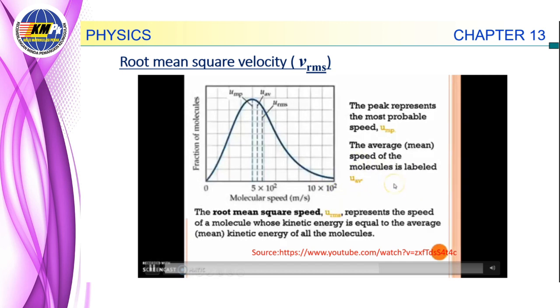And then the third idea is what we refer to as the root mean square speed, RMS. This is important because this speed represents the speed of the molecule whose kinetic energy is equal to the average kinetic energy of all the molecules. So not the average temperature, but the average kinetic energy. They're not exactly the same. So the root mean square speed plays an important role once again because it represents the speed of a molecule with the average kinetic energy. Notice that the root mean square speed is slightly different than the average speed of the molecules.